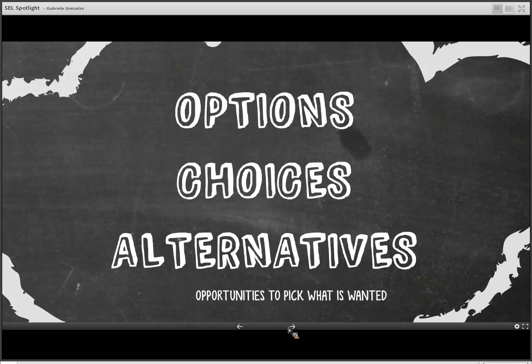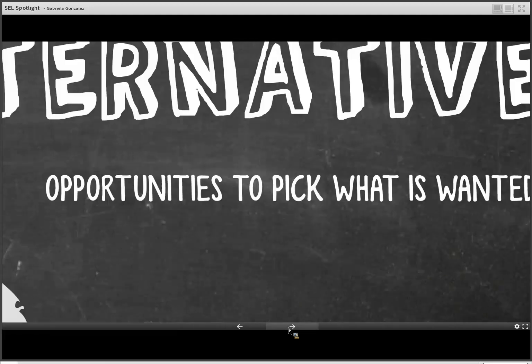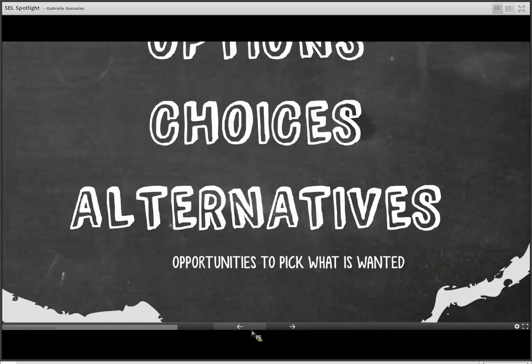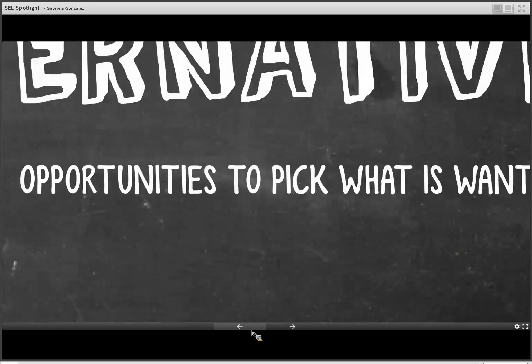Well, surely you figured out that these all are synonyms, meaning that they basically all mean the same thing. And that is opportunities to pick what is wanted. You're actually going to be looking at how important it is to determine and evaluate all options when you're making a decision.